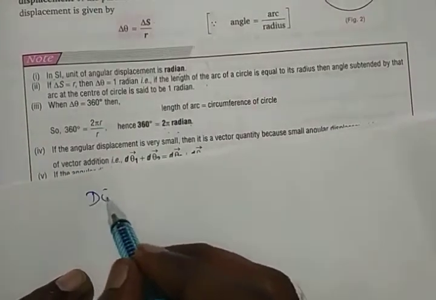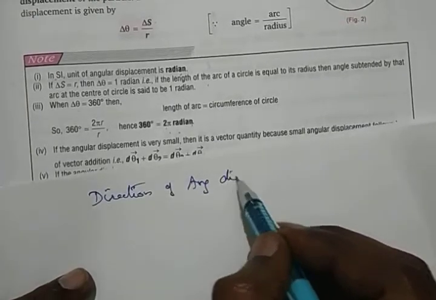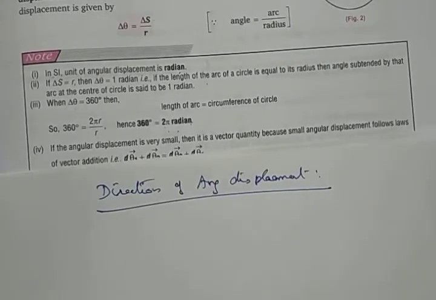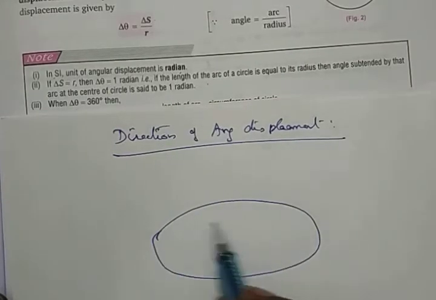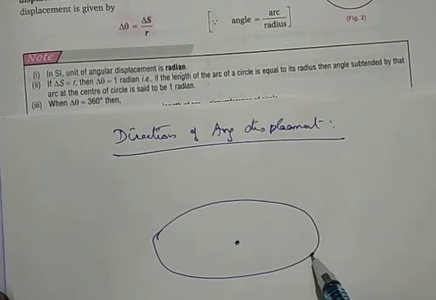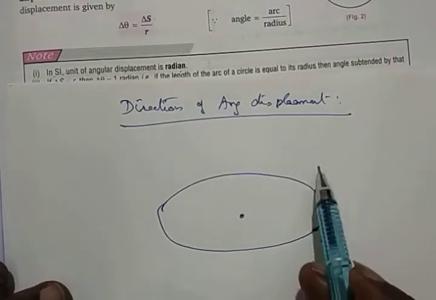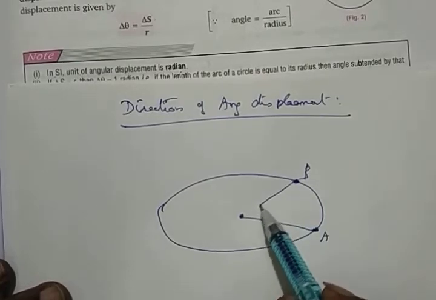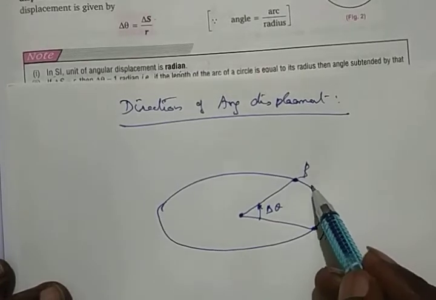Direction of angular displacement. So when there is a circular motion, from A, it is a perspective diagram. Don't think it is an oval. It is a perspective diagram, you're just viewing it at an angle. So it is from A to B, traveling from here to here. The angle is delta theta. So it is going over like this.